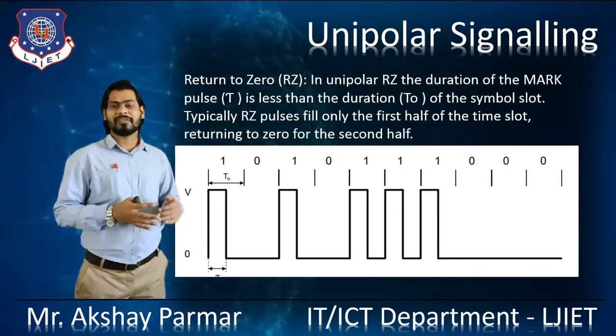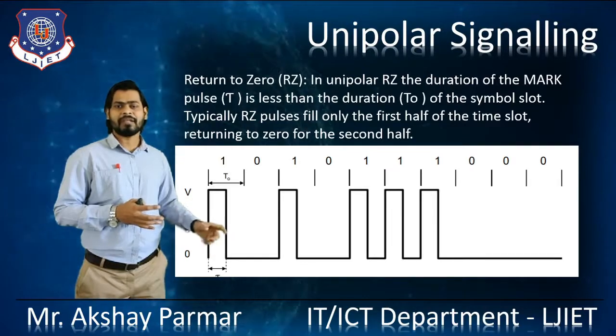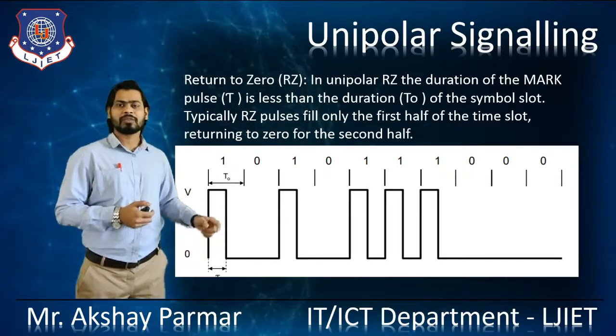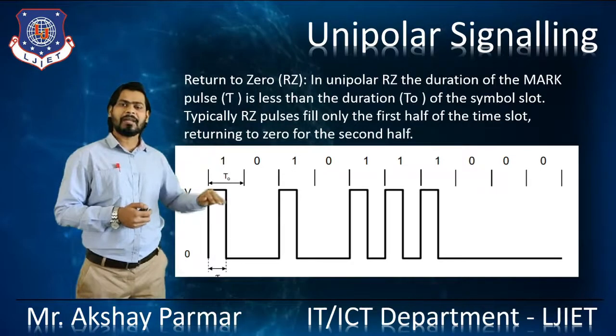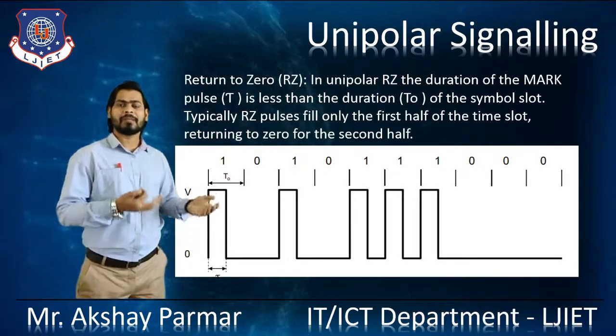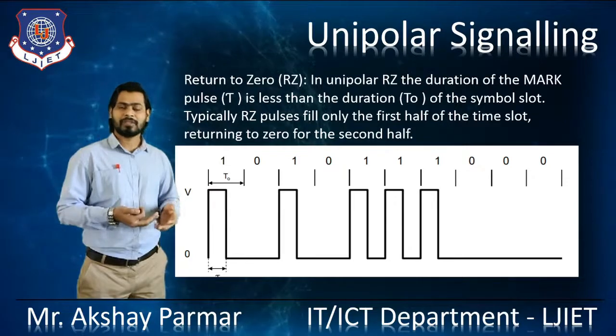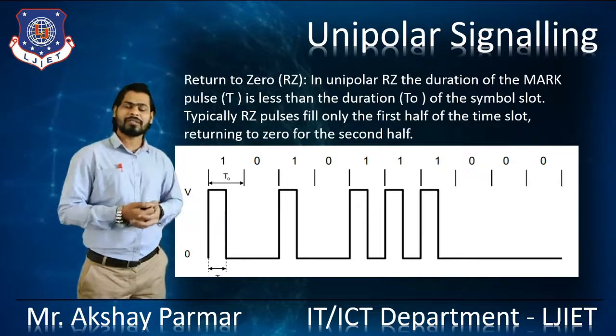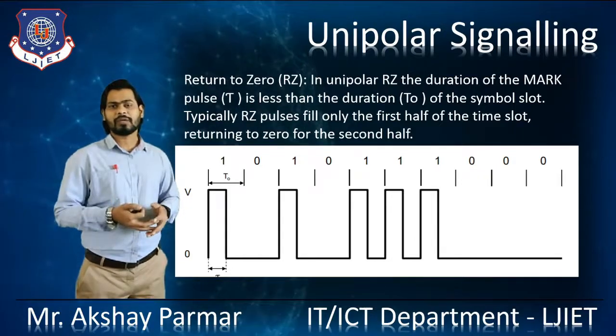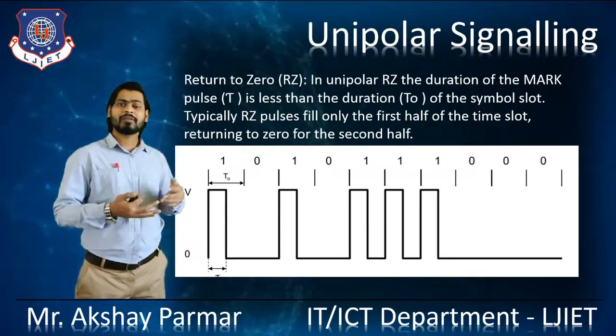Here you can observe that in the 1 bit and the 0 bit, the first half will represent that bit. So as we are representing the bit 1, it will be high in the first half, and if we are representing the bit 0, it will not go high, it will remain at the ground level 0, right? So this is how you can use the return to 0 technique.